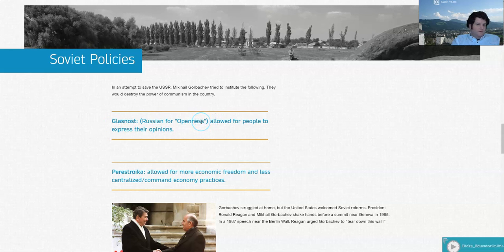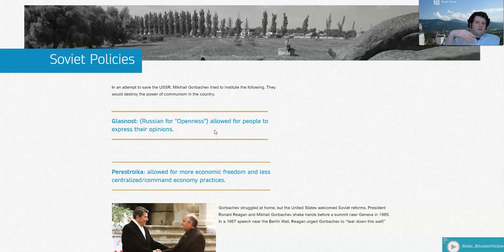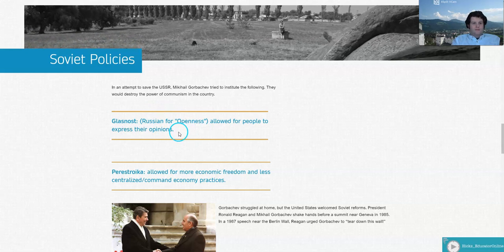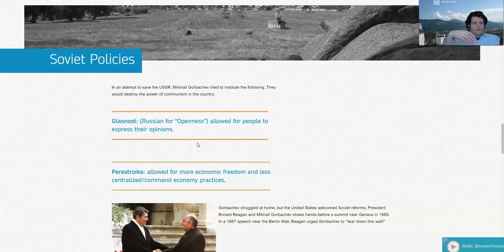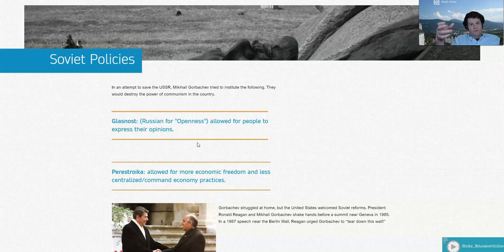Glasnost refers to openness, and basically this is giving the Soviet people the freedom of press. The idea behind this, Gorbachev's goal, was to get people to give feedback to the government so that the government could use this feedback and improve.